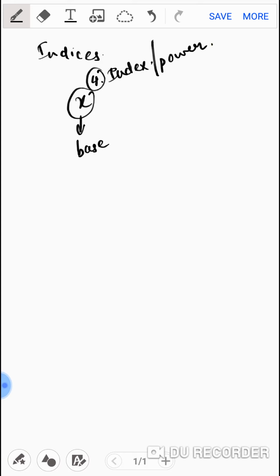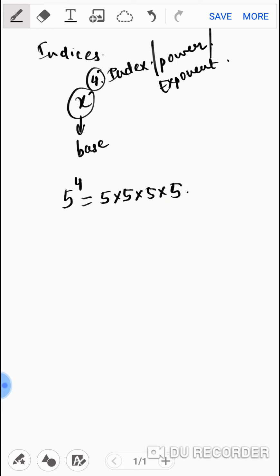Indices. If I write something like this, x raised to 4, x is called the base and this is called the index. It is also called the power. It is also called the exponent. So today we will study about this. If I am writing something like this, do you know, my dear kids, this is 5, 4 times. If I am writing like this, this is 4, 5 times.